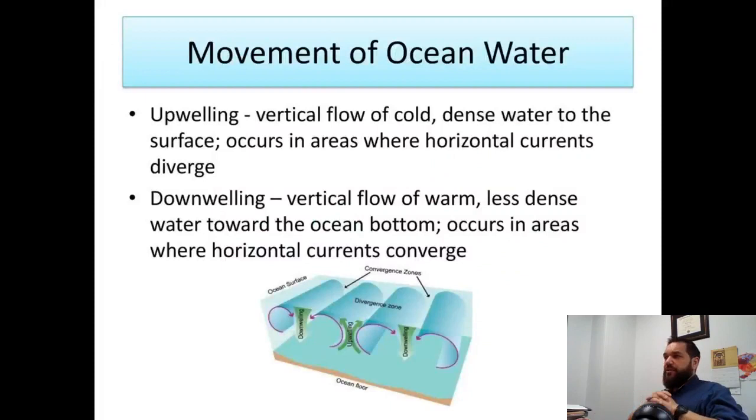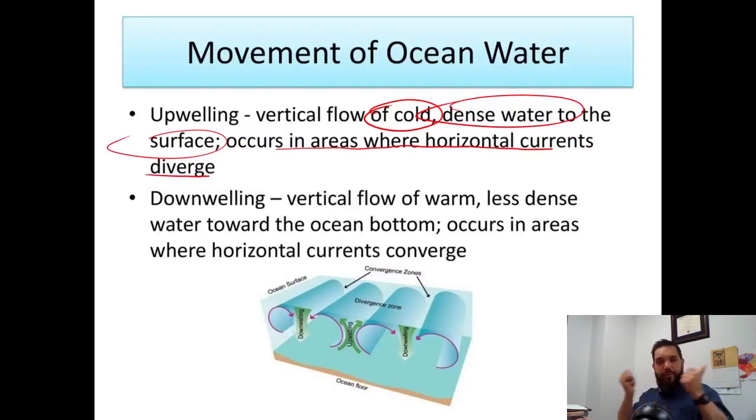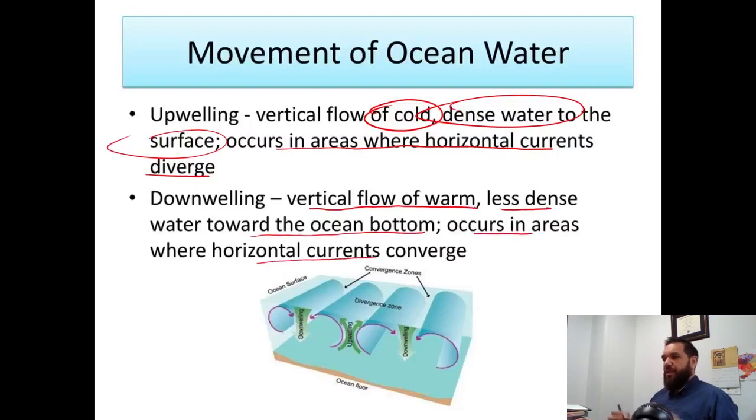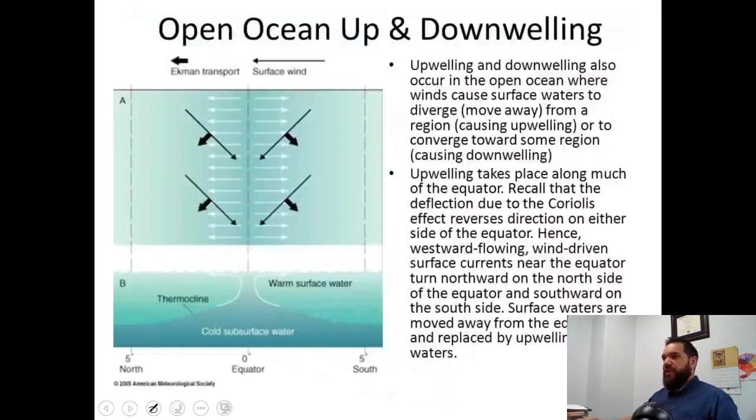So upwelling is the vertical movement of colder, relatively dense water to the surface, and it occurs in areas where the horizontal currents diverge. Okay, it means where they separate and they come apart. Downwelling is the vertical flow of warm, less dense water towards the ocean bottom. This occurs in areas where horizontal currents converge or come together. So where you get convergence zones, you're going to get downwelling, and wherever you get divergence zones, you're going to get upwelling. So let's take a look at some of these things.